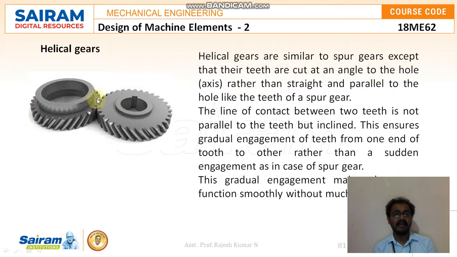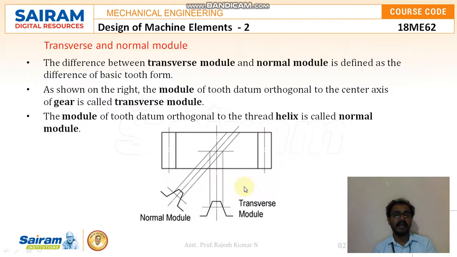When the gears are mating with each other, the teeth are at an angle rather than straight and parallel to the hole, like the spur gear. So the line of contact between the two teeth is not parallel to the teeth but inclined. This ensures a gradual engagement of teeth from one end of the tooth to the other, rather than a sudden engagement as in the case of the spur gear. This gradual engagement makes the gears function smoothly without much noise. This is the major difference between the spur gear and helical gears.